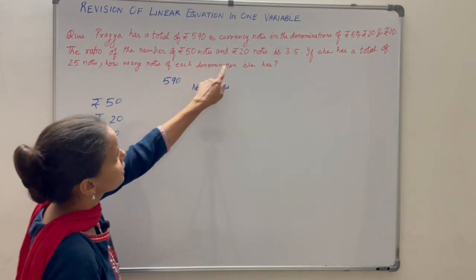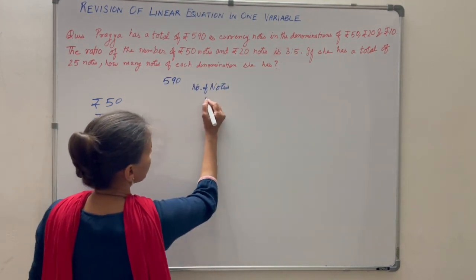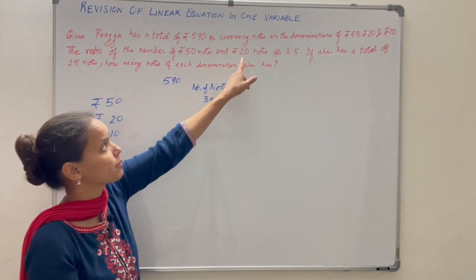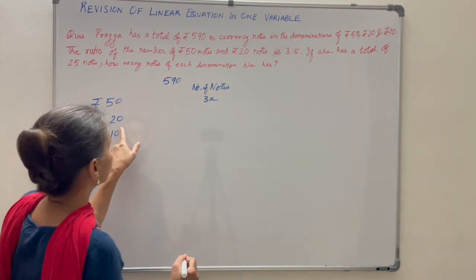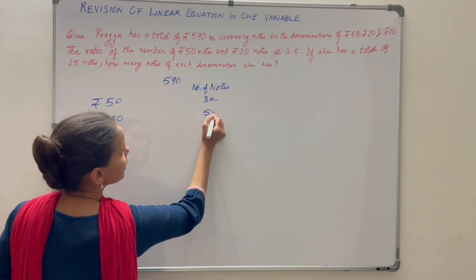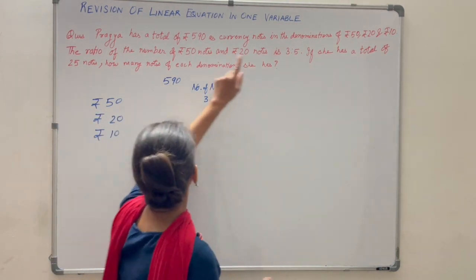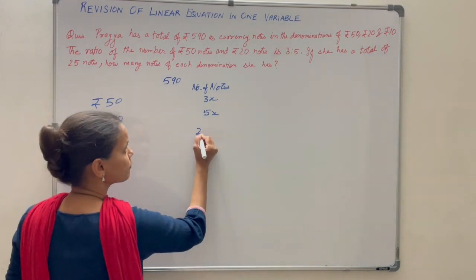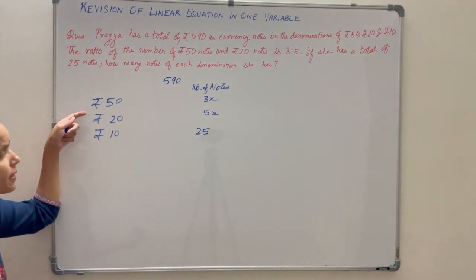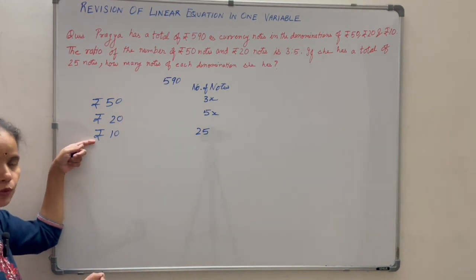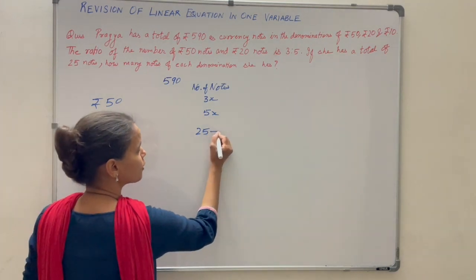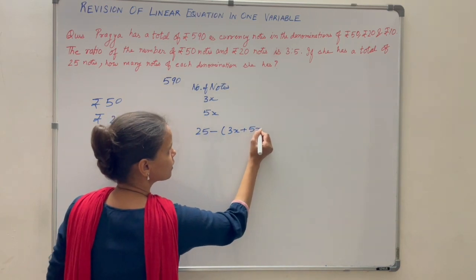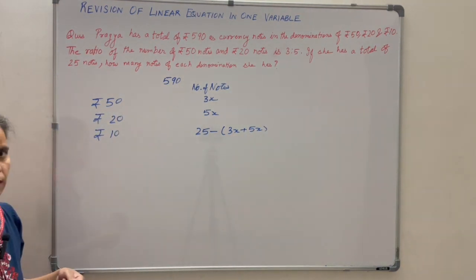For 50 rupees, it is say 3x, and for 20 rupees, it is 5x, because they are in the ratio 3 is to 5. If she has a total of 25 notes, you have to subtract from 25 the number of notes of 50 rupees and 20 rupees. You get the number of notes of 10 rupees. So the number of notes of 10 rupees is 25 minus (3x plus 5x).